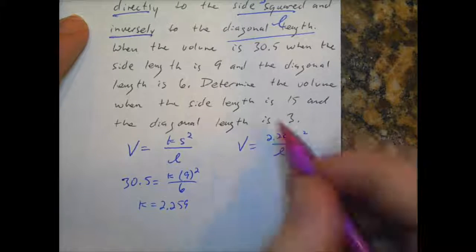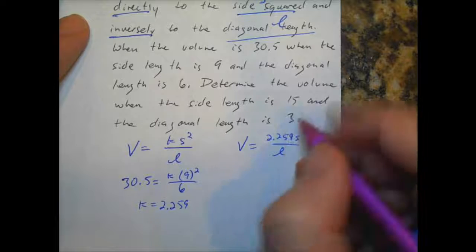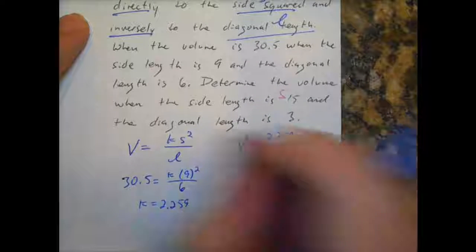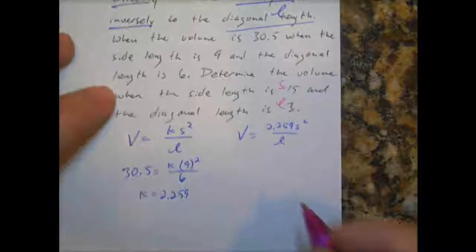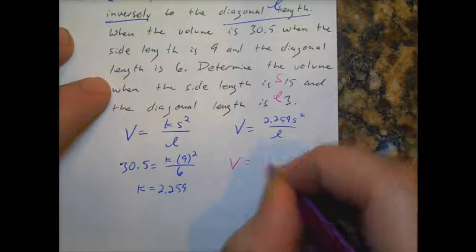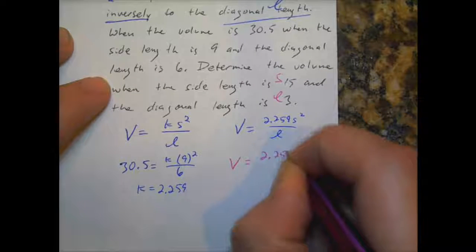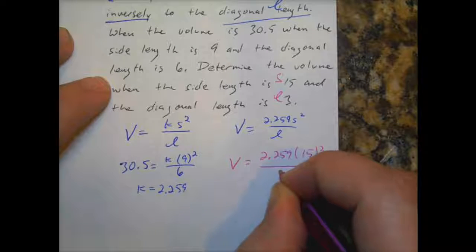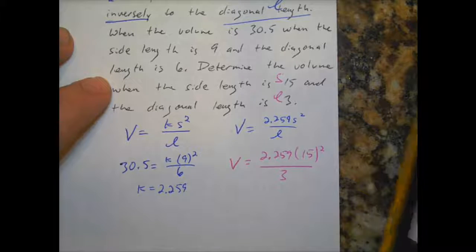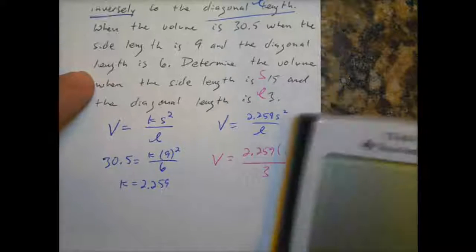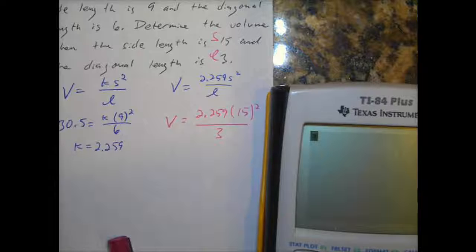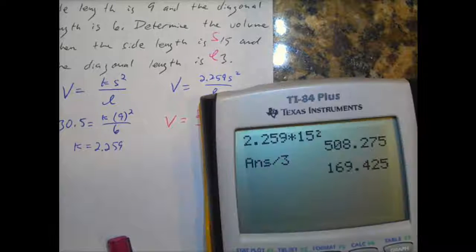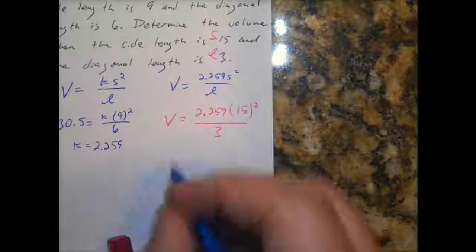Then it goes on, it says determine the volume when the side length is 15, so that is our S, and the diagonal length is 3, that is our L. So you want to know the volume when the side length, so 2.259 times the side length squared divided by the diagonal length, and then just type that number into your calculator. So you have 2.259 times 15 squared, all divided by 3. So our volume should be about 169.425.